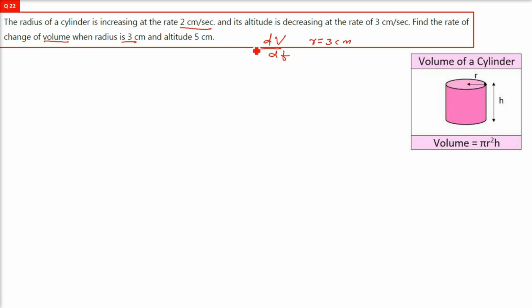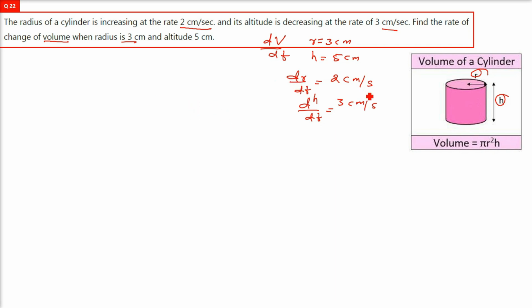This altitude is 5 centimeter, radius is 3 centimeter. So the radius is increasing, and when increasing, we always use a plus. So we have dr by dt, which is given as 2 centimeter per second. And altitude is decreasing. Whenever it is increasing, we always use the positive sign; whenever it is decreasing, we always use a negative sign. So it is 3 centimeter per second. I'm going to put a negative here just now.